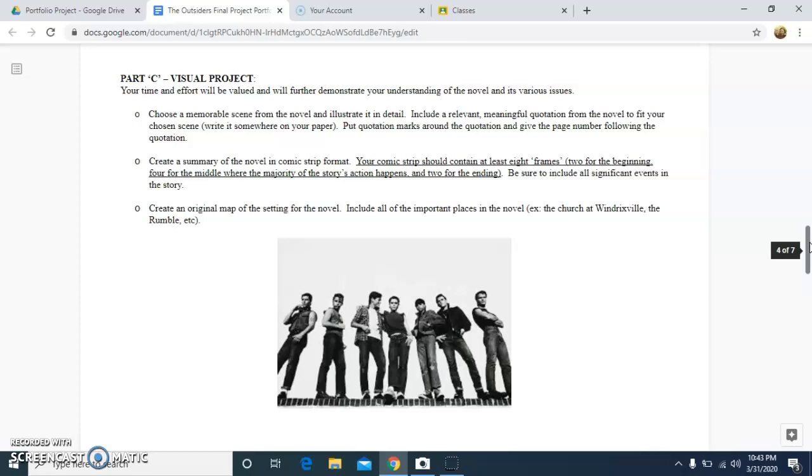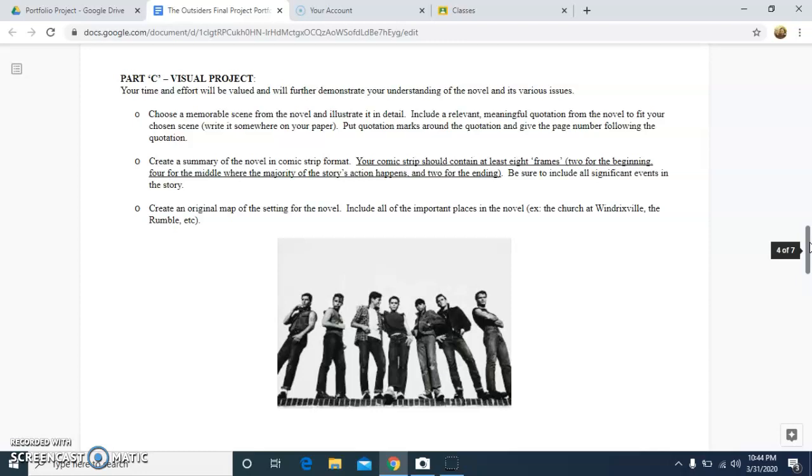If you do that, there are some very specific requirements as far as how many frames you need to have, so make sure you look that over. Or I've also had students do a great job with this one in the past. They create an original map of the setting for the novel, and they include all the important places in it. So for example, Ponyboy's house, or the vacant lot where Johnny gets jumped. So these are things that you can look at, and certainly you artistic people will find this one right up your alley. Even if you're not artistic like I'm not, you can obviously choose some of these that will allow you to do this in a good way.